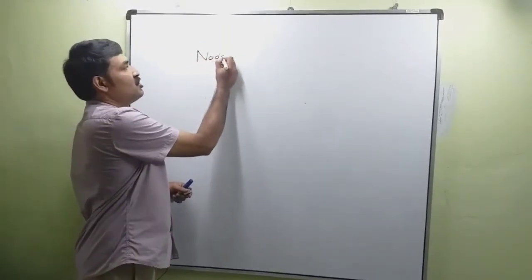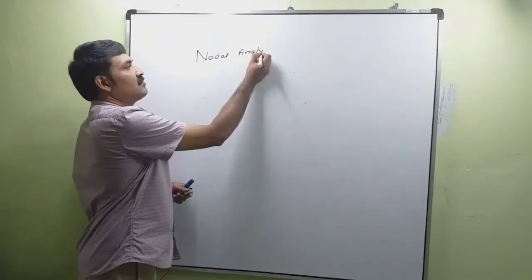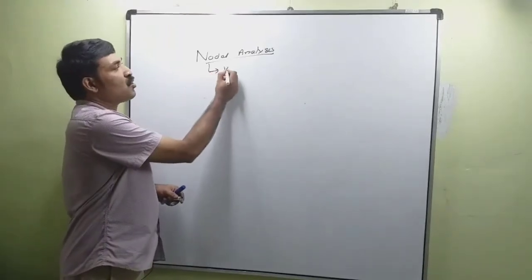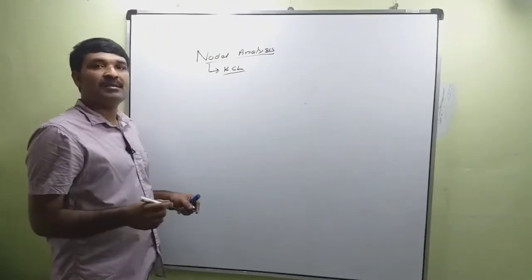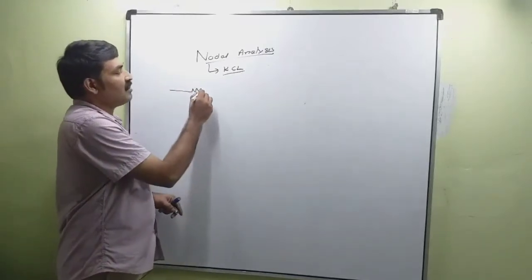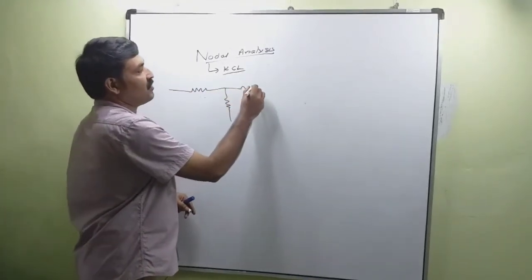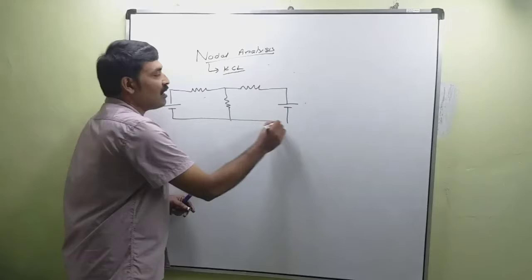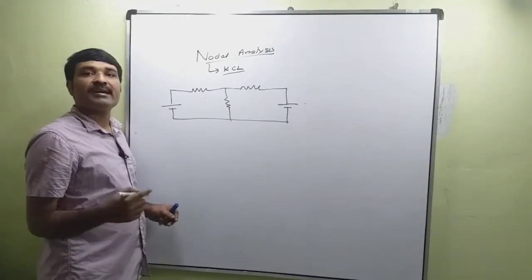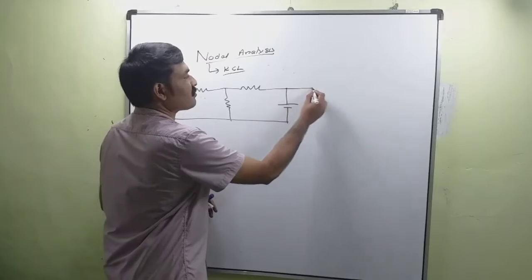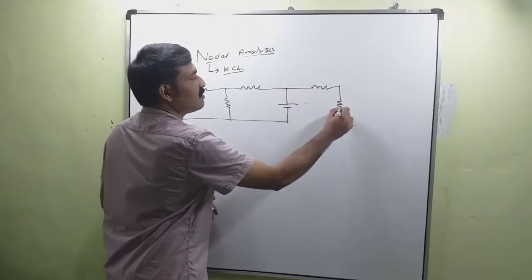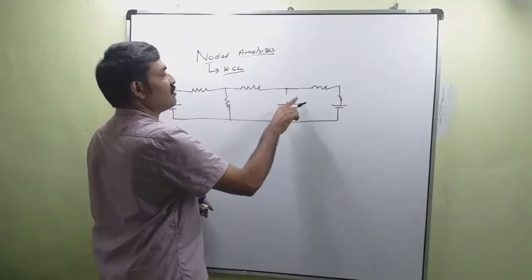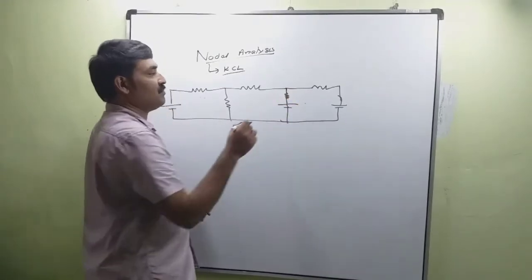Nodal analysis. This is based on Kirchhoff's current law. Suppose we have a circuit. For example, I am drawing a circuit and we want to analyze this circuit by making use of nodal analysis or Kirchhoff's current law. Let this be the circuit. Suppose I am placing one more resistance here.